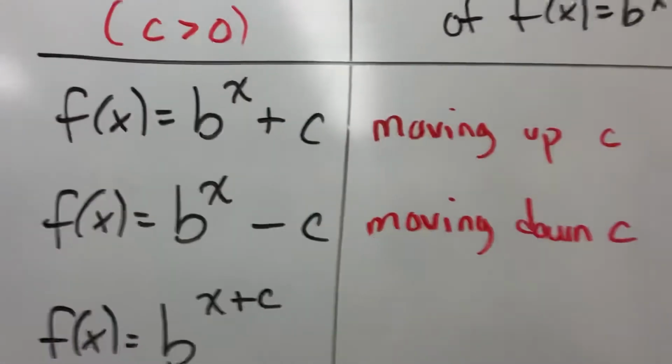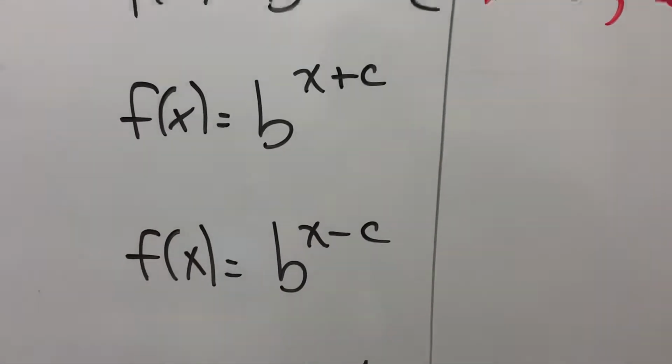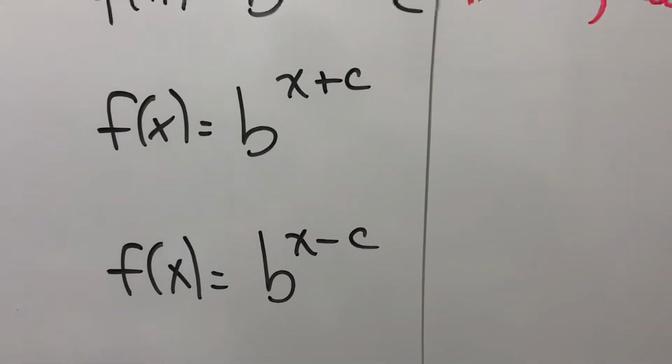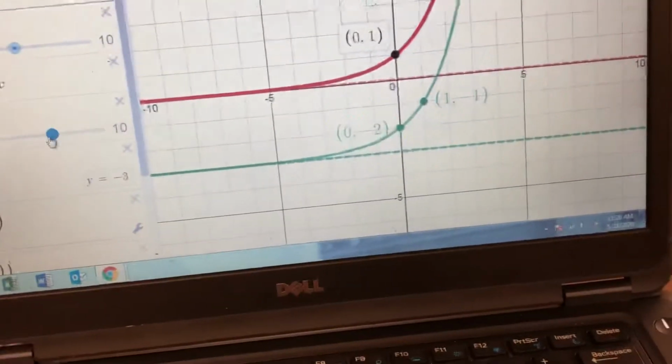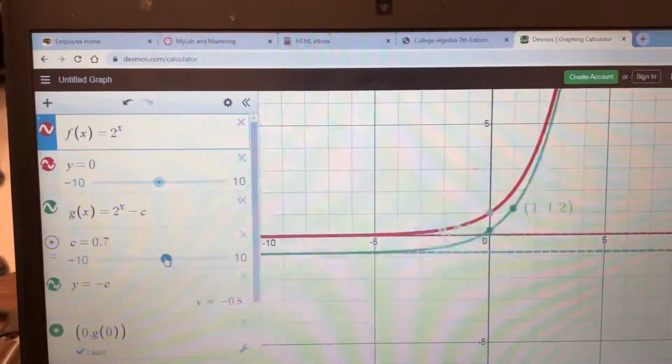All right, so adding a number at the end moves the graph up, subtracting moves it down. But what about adding or subtracting a number directly to the x? That one may not seem intuitive, but let's figure it out. Okay, so let me restore this back to center. So put the slider back down to 0.